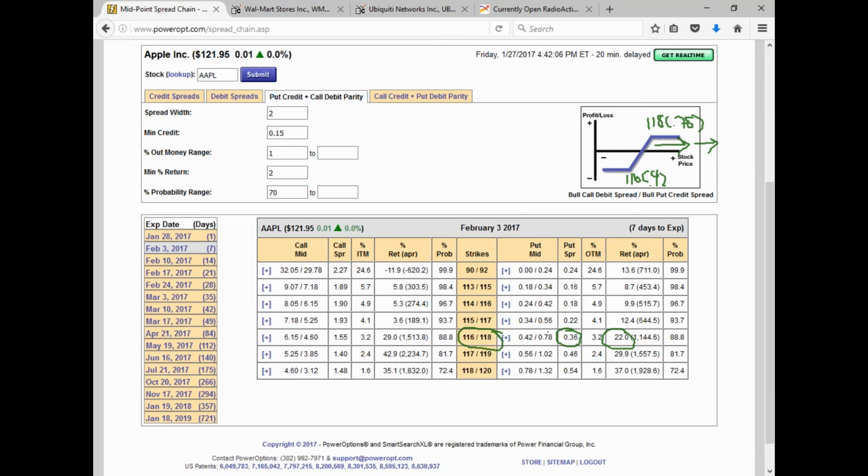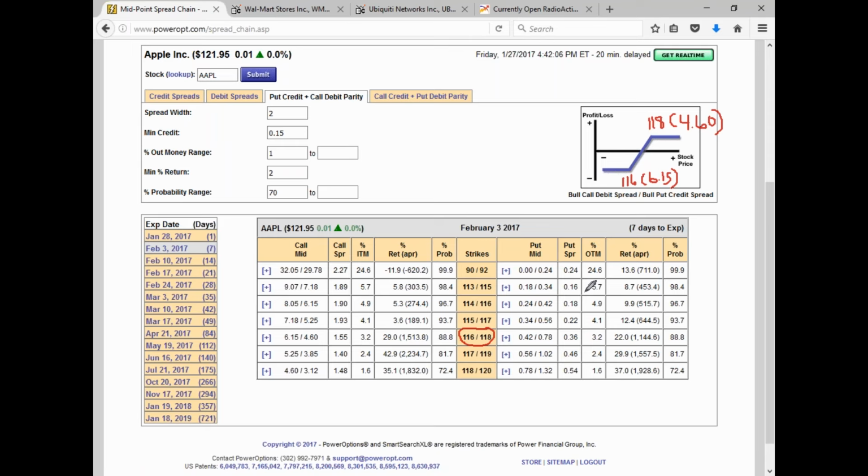Now, on the left-hand side, we see something a little bit different, don't we? It's pretty much the same as far as the strikes. We've got the 116, 118 strike, but what we're seeing on this side is if I sold the 118 call and bought the 116 call. Well, naturally, since they're calls, we're going to pay a debit, a premium of $6.15 for the long call. But we're going to collect $4.60 for selling the short call.